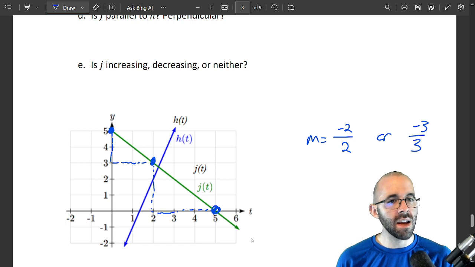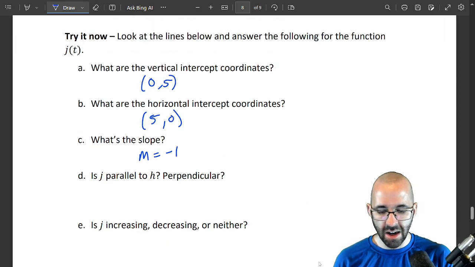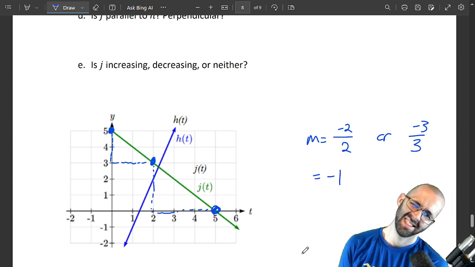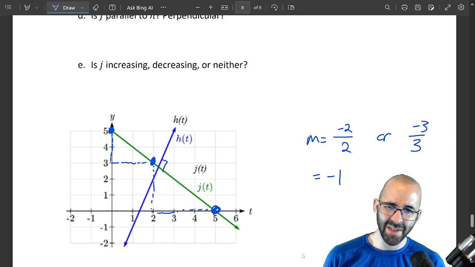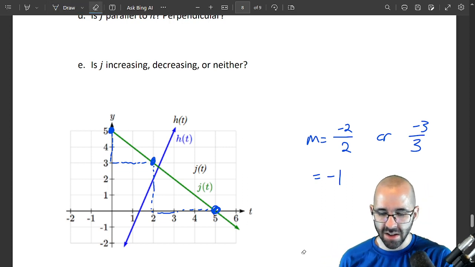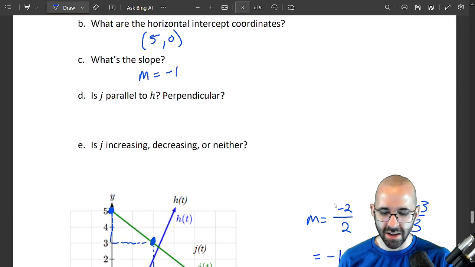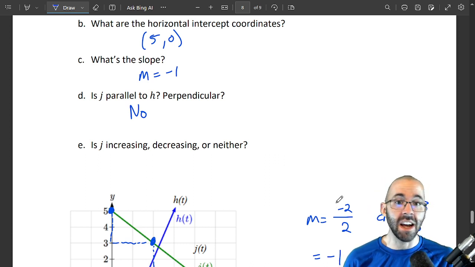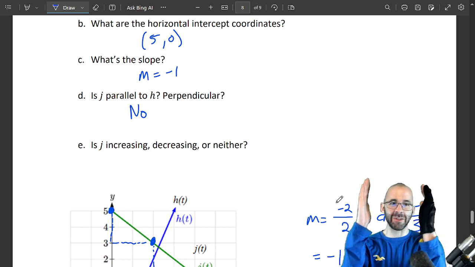In either case, you're going to get the same answer because what does this reduce to? -1. Our slope for j is -1. Is j parallel to h? They kind of look parallel, right? Kind of, maybe not quite. I don't know. Graphically, I'd say no, but we can double check. I'm going to write no here right now. Oh, it's definitely not parallel. Definitely not parallel. They don't look anywhere close to parallel.